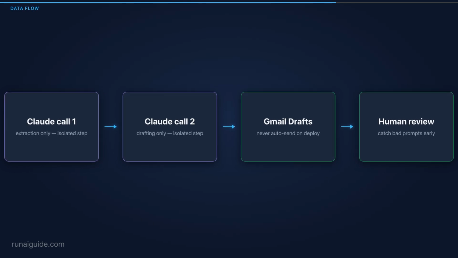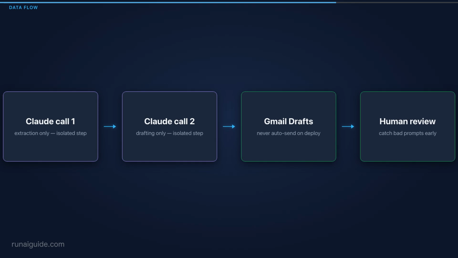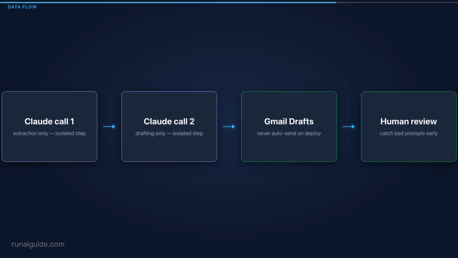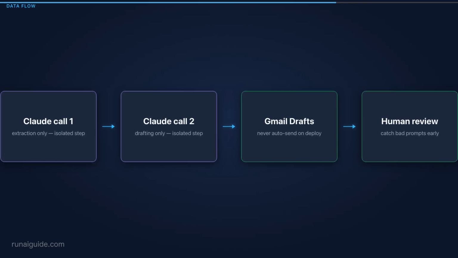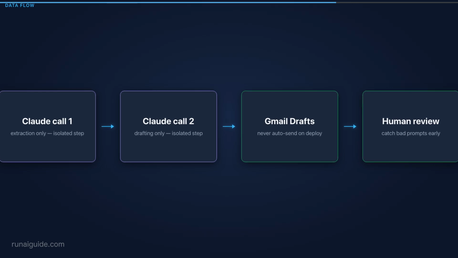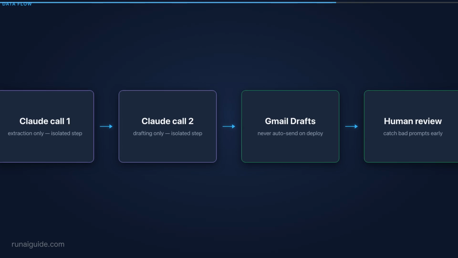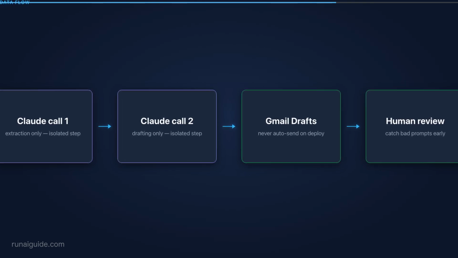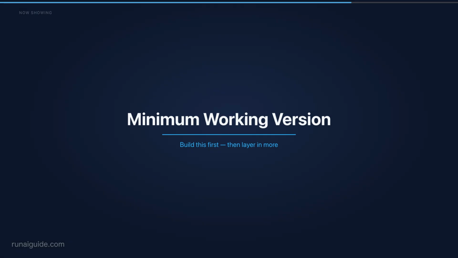Separate calls mean each step is debuggable on its own, and never set the draft email step to auto-send on a first deployment. Route everything to Gmail drafts. That single decision is the difference between a bad prompt sending 30 awkward client emails and catching the problem early. If you're starting today, build this version first.